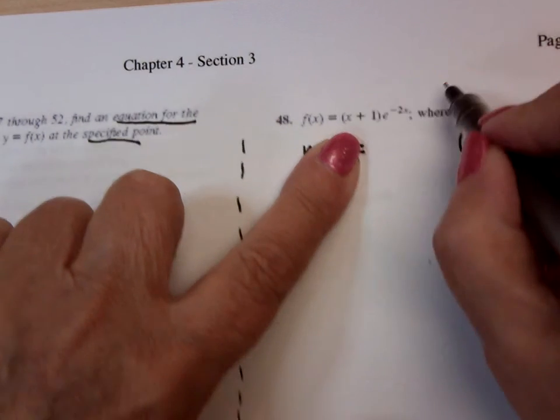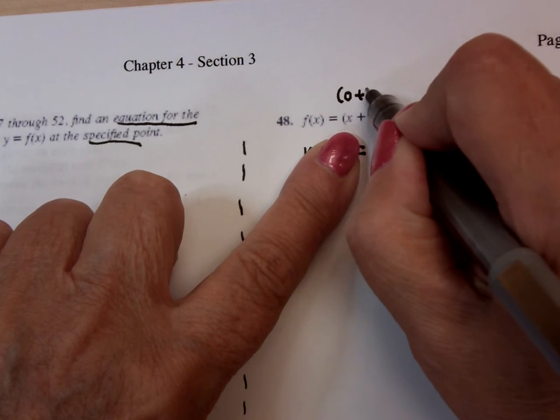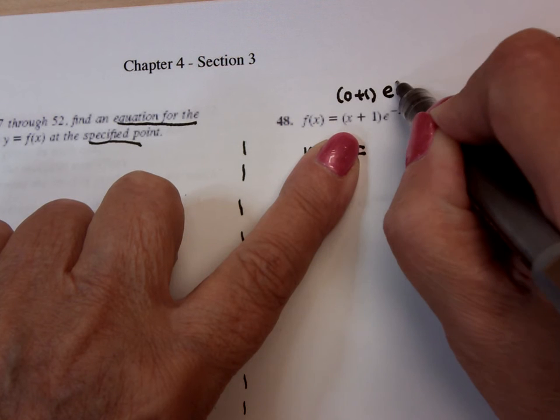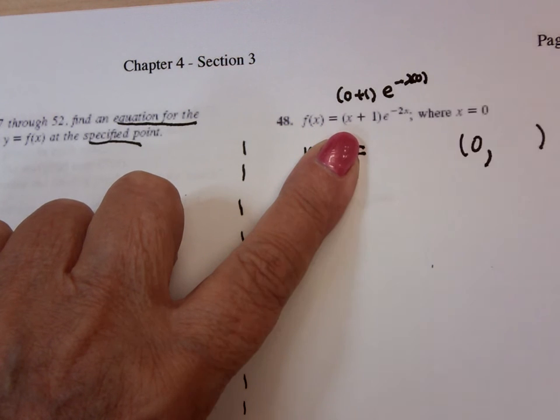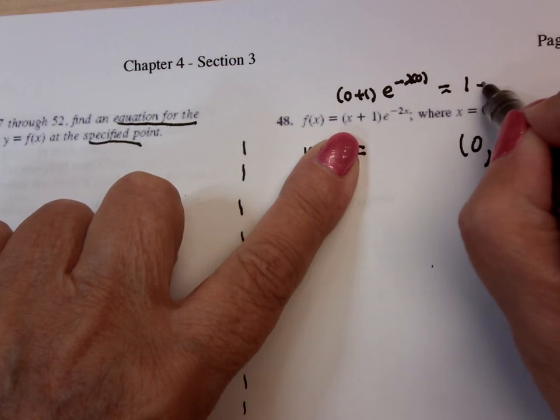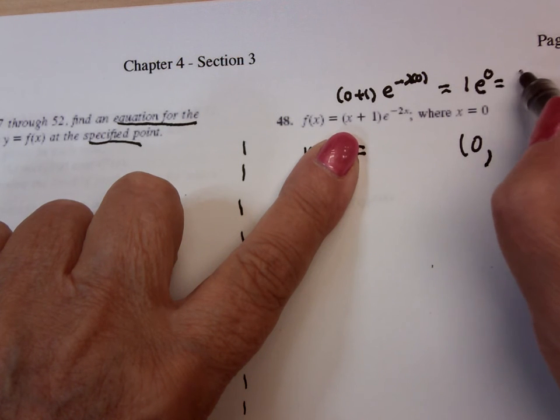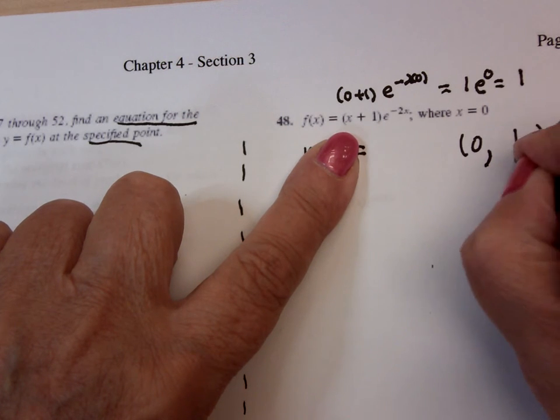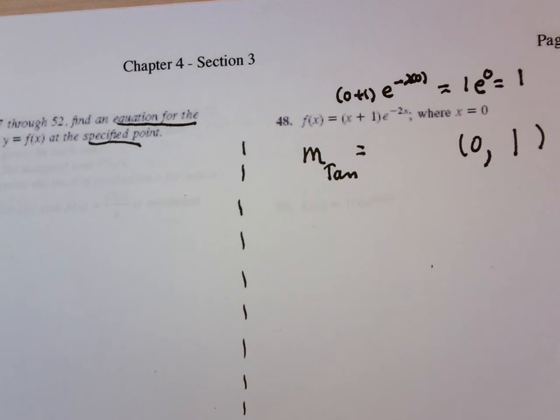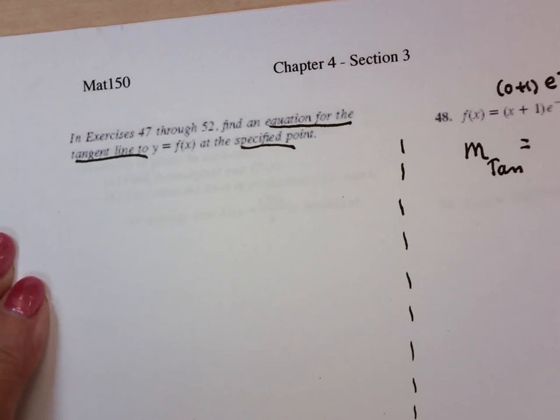If x equals 0, this would be 0 plus 1 times e to the negative 2 times 0, which is 1 times e to the 0, or 1. So my coordinate point is going to be (0, 1). Now I have to find the slope of the tangent. How do I find it at x equals 0? Find the derivative. The derivative is the slope of the tangent.